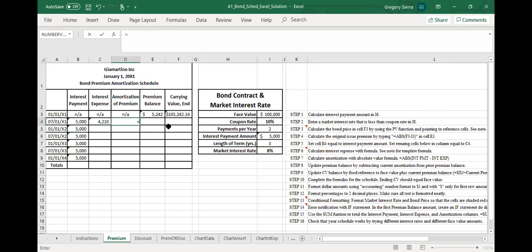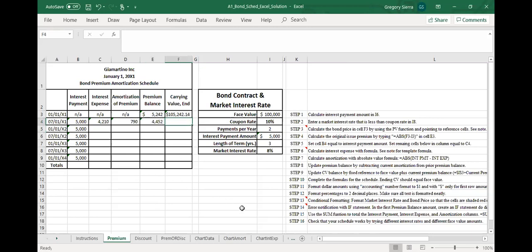Now I'm going to use the absolute value function again, and it's 5,000 minus this. And the reason I'm using that is then I don't have to change it when I get to the discount case. And then the amortization means a reduction in a balance, and we're reducing the premium balance. So we go to the beginning balance and we subtract out the amortization for that period.